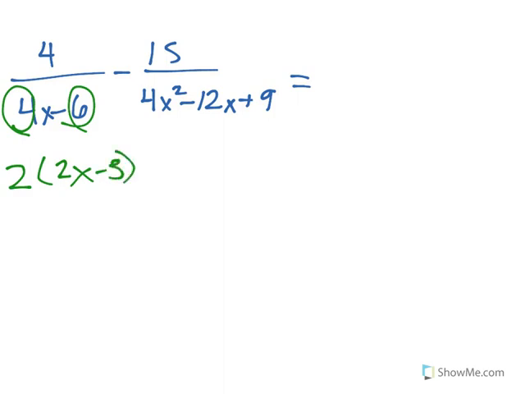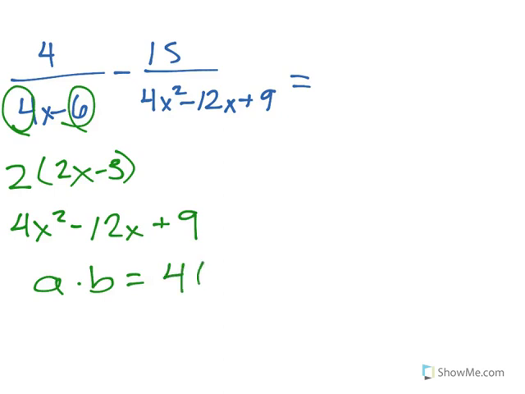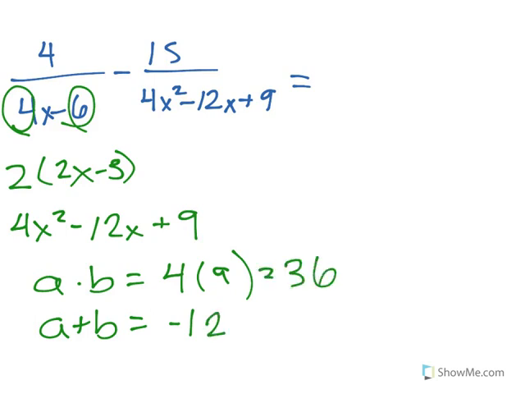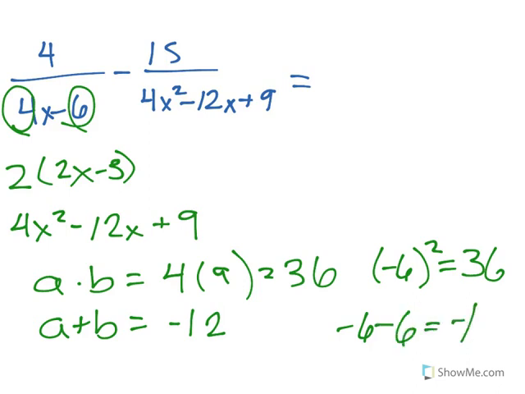Now for our second expression, it's not as easy. In the second denominator, we have 4x squared minus 12x plus 9. And so we need to find the a and b that when you multiply them together, they give you 4 times 9, and that when you add them together, they give you negative 12. And so 4 times 9 is 36. By observation, we can see that negative 6 squared is equal to 36, and if you add negative 6 minus 6, that gives you negative 12.